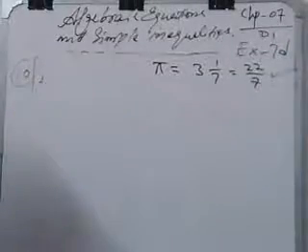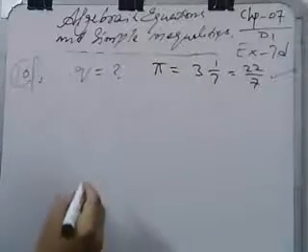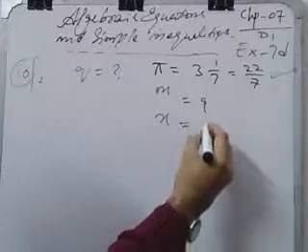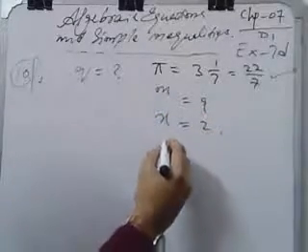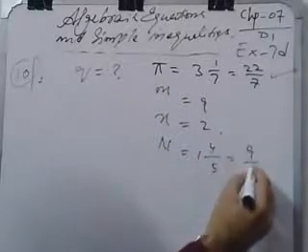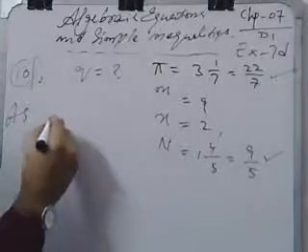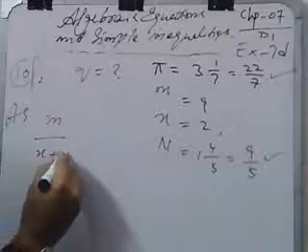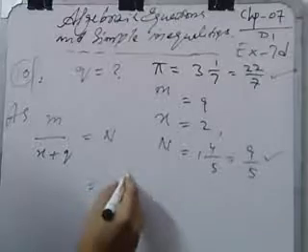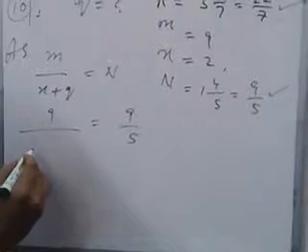The question is once again asking for the value of Q, where the value of M is given as 9, the value of X is 2, and the value of N is 1 whole 4 by 5, which is equal to 9 by 5. The equation given is X plus Q is equal to N. Putting the values in, N is 9 by 5, M is 9, X is 2, plus Q, which we have to find.